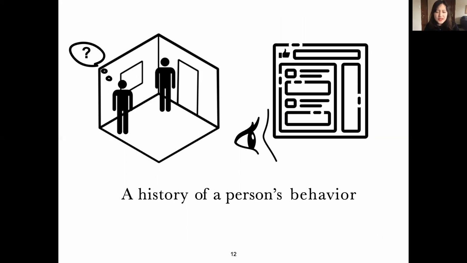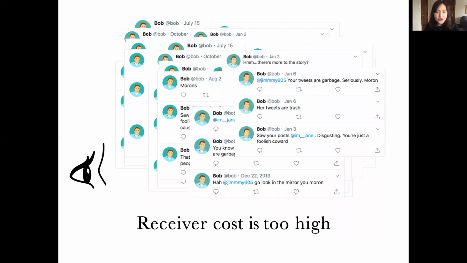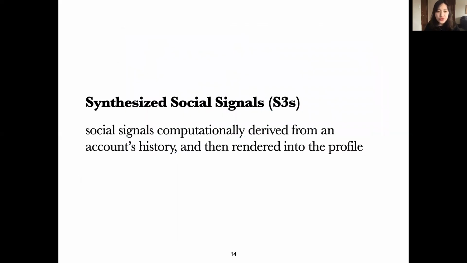So why don't we use this abundant source of information when interacting with people? The problem here is that it takes a lot of time and energy to peruse through a list of past posts and to synthesize information. Imagine yourself scrolling down on Twitter. You probably don't want to spend a lot of time reading tens, hundreds, or thousands of posts and reaching a conclusion, right? So to address this gap, we introduced a new concept called synthesized social signals, in short S3s.